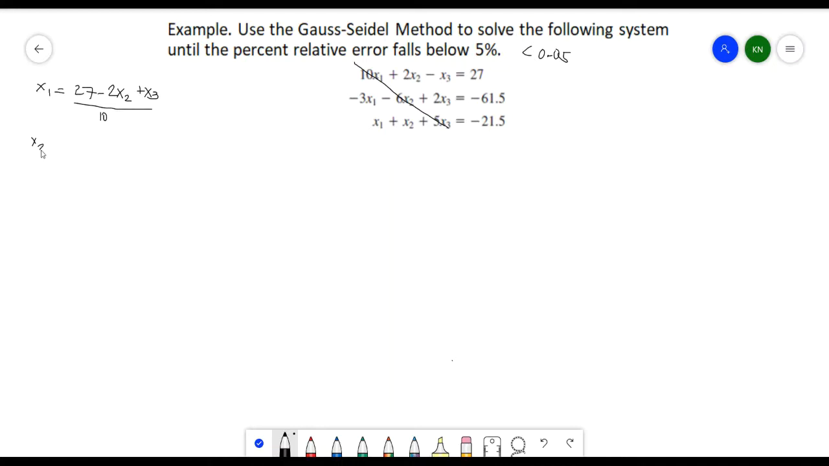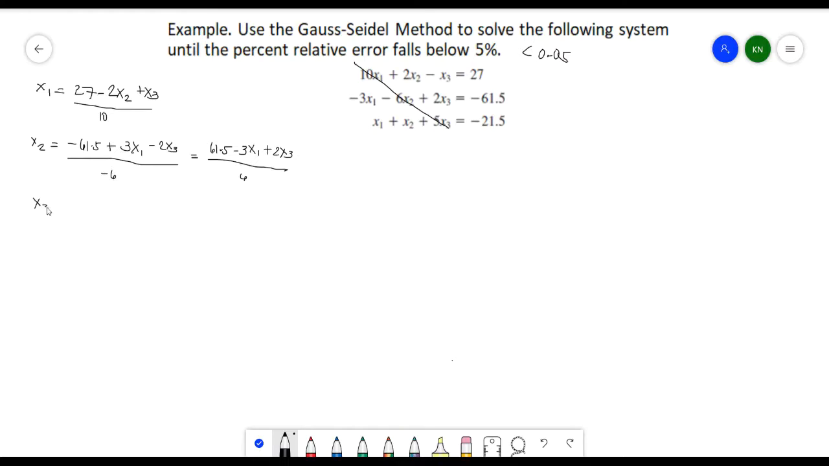For x sub 2, we have negative 61.5 plus 3x sub 1 minus 2x sub 3, all over the coefficient of our x sub 2, which is negative 6. This is also equivalent to positive 61.5 minus 3x sub 1 plus 2x sub 3, divided by positive 6. Basically that's just equivalent, right? Because negative divided by negative is positive, and positive divided by negative is negative. So they are equal to each other.